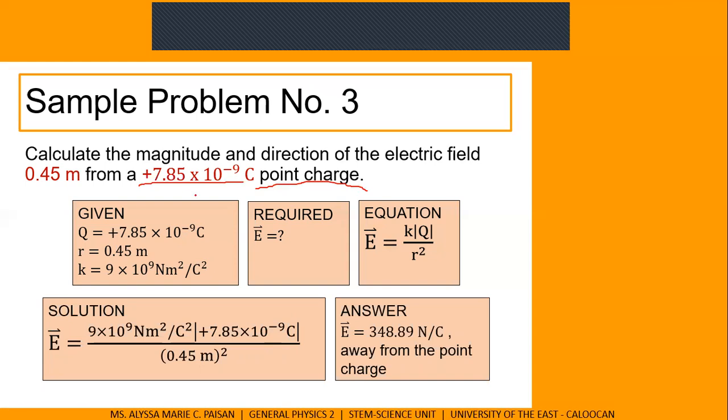So kapag ganito yung problem, tapos alam mo yung sign ng ating point charge, you can include in your final answer the direction, which is either away or towards. If the point charge is positive, you have to write away from the point charge. If the point charge is negative, you will write towards the point charge.